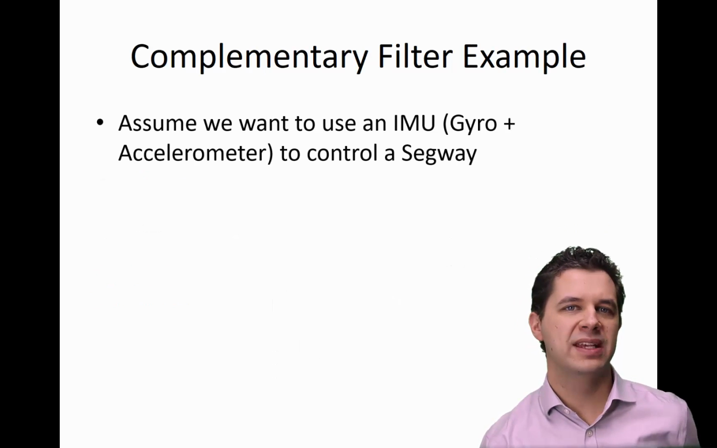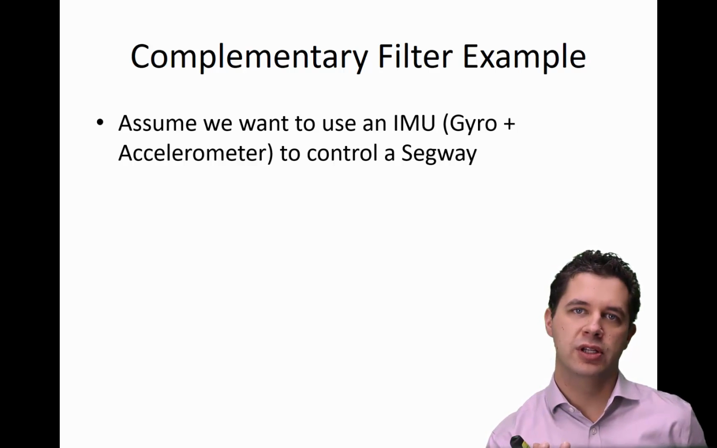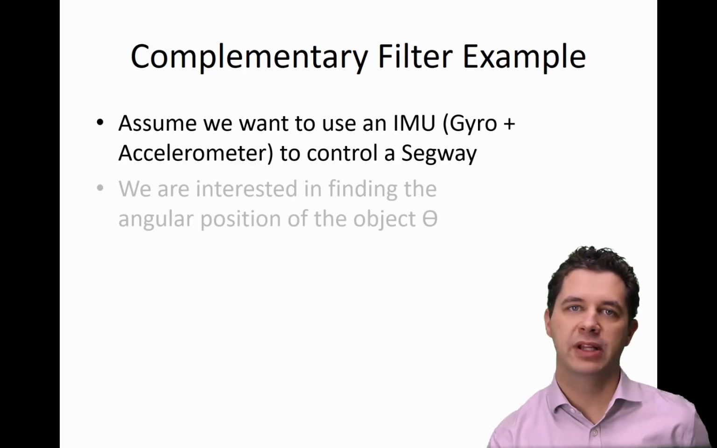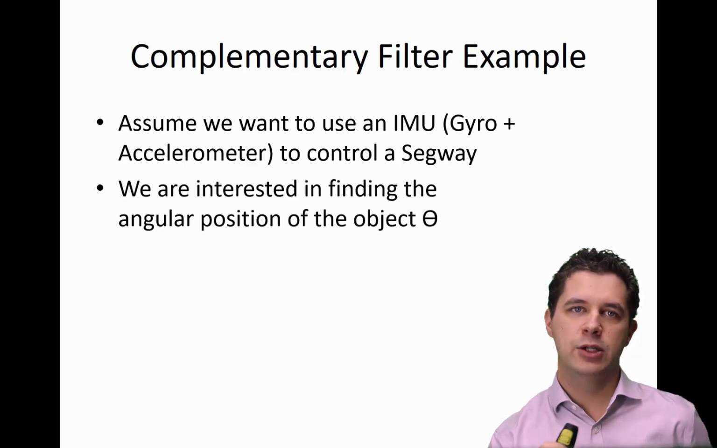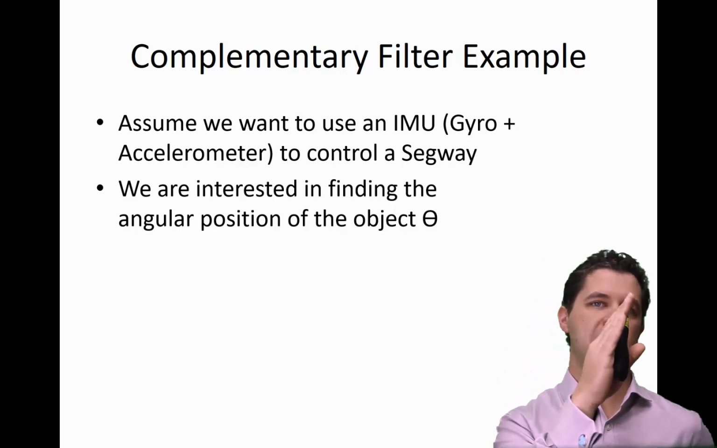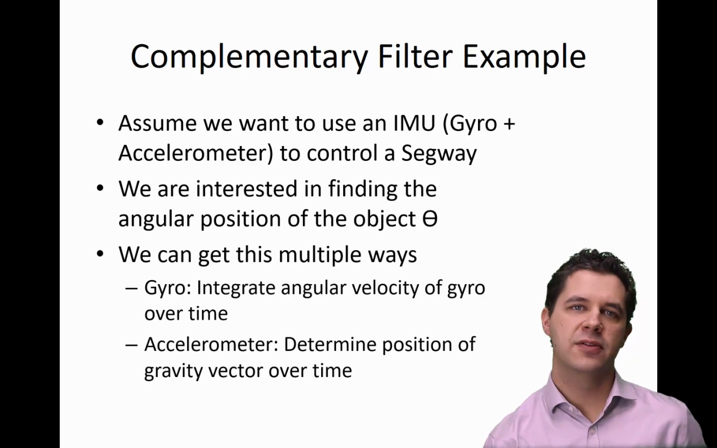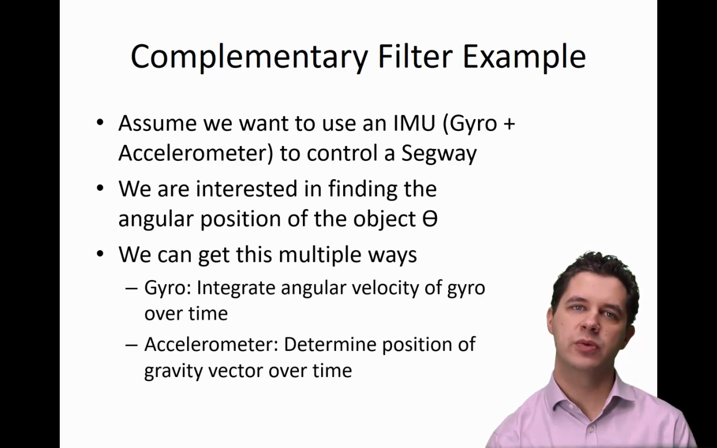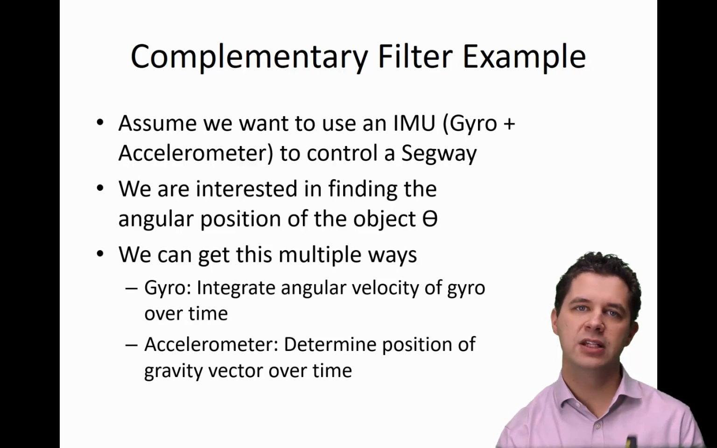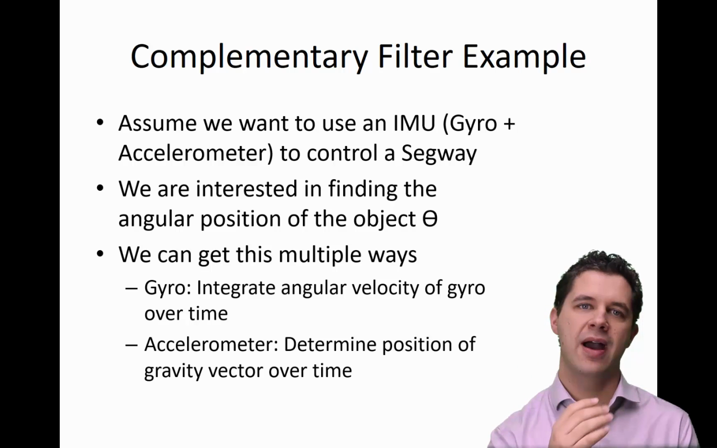So one common example of how this is done is in creating inertial motion units with a gyroscope and accelerometer. For example, when we're controlling something like a Segway, we're really interested in finding the angular position of the object. For example, is it upright or is it a tilt of 10 degrees or whatever it may be. Now there's a few different ways we can do this. One of them is we can use our gyroscope, and if we integrate our angular velocity of our gyroscope over time, it will give us our angle.